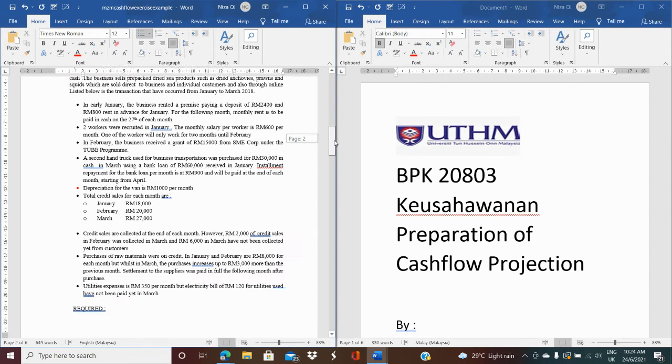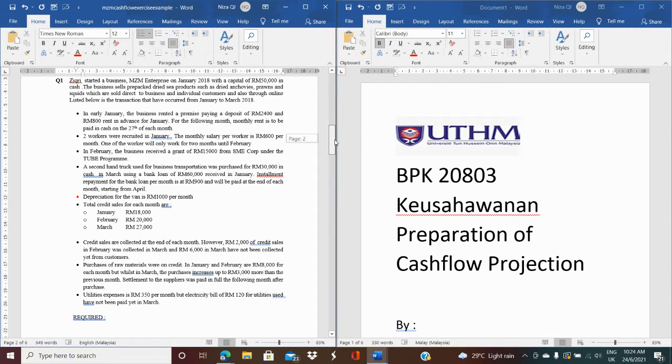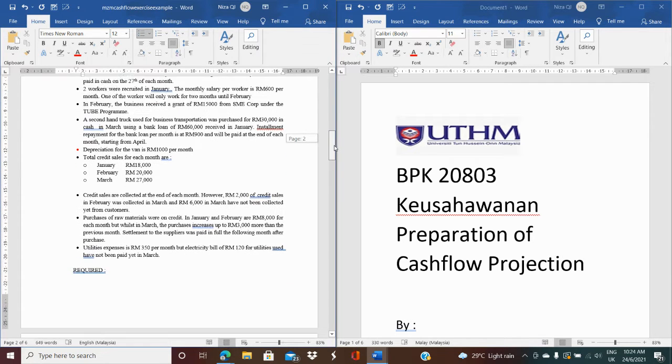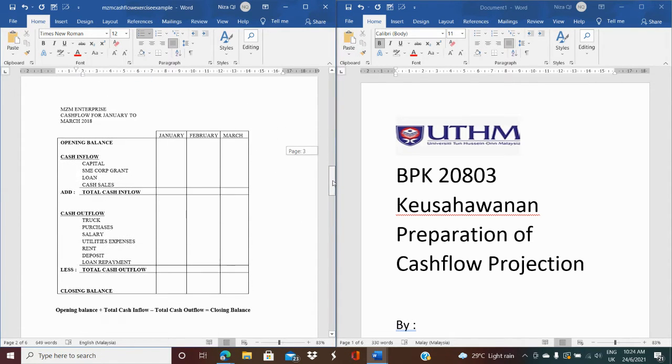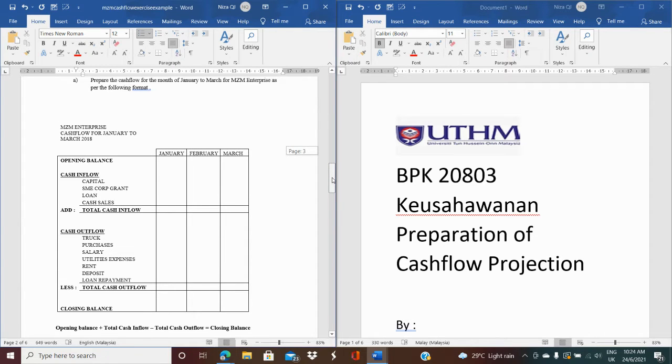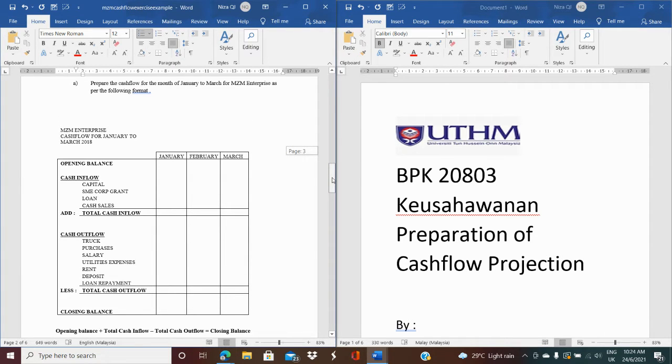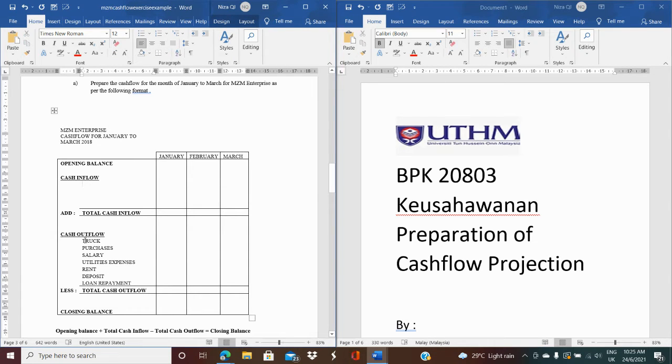The question has already prepared the format for the cash flow. So what is required? Prepare the cash flow for the months of January to March for MZM Enterprise as per the following format. So this is the format given. Usually you will be given the format in your test, so you don't have to memorize the format, though sometimes the information here is not yet available.